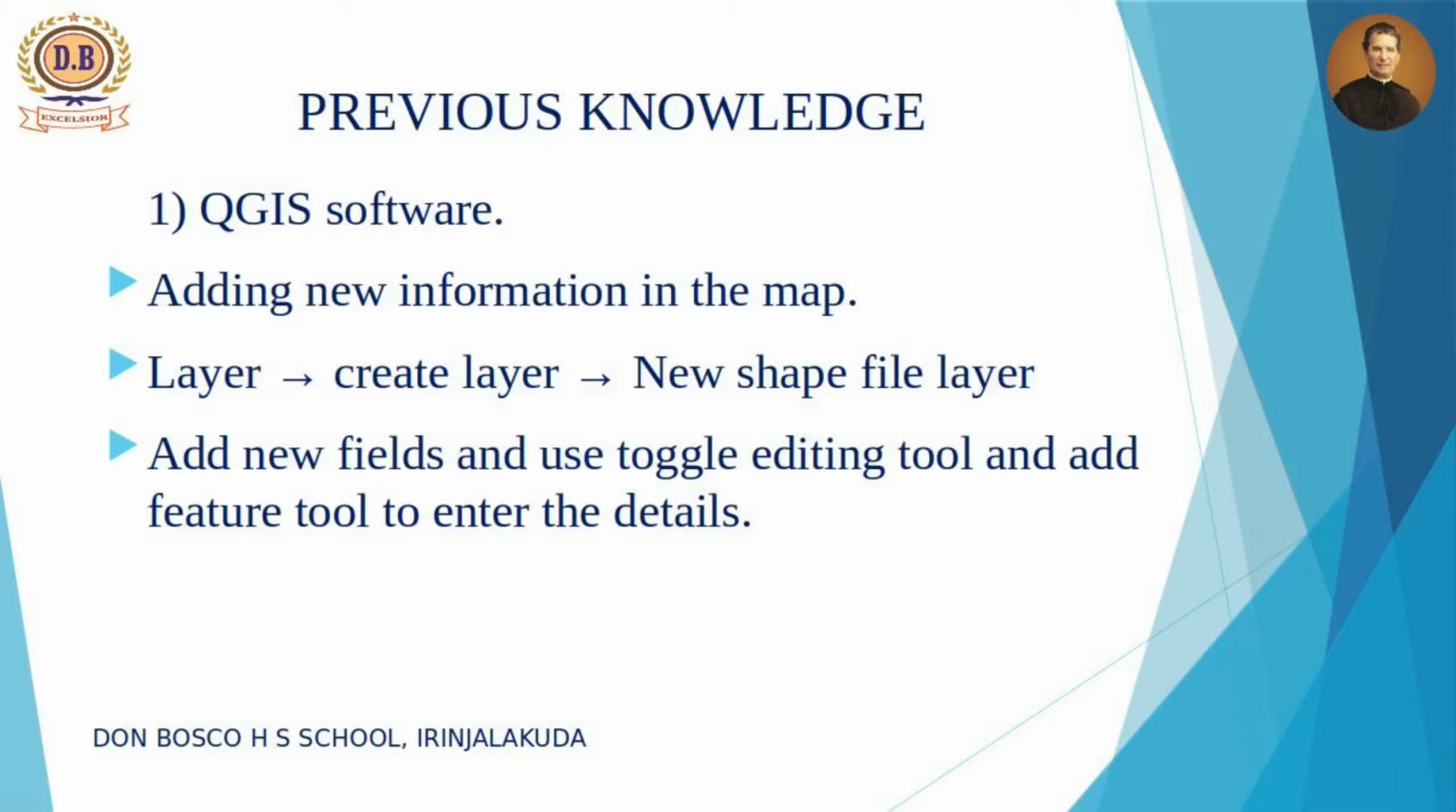After that, a new layer will be created in the layer palette, and then use the toggle editing tool and add feature tool in order to enter the details as per your textbook. Enter the details using the toggle editing tool. After that, to view all these details, use open attribute table. So this is the previous activity.